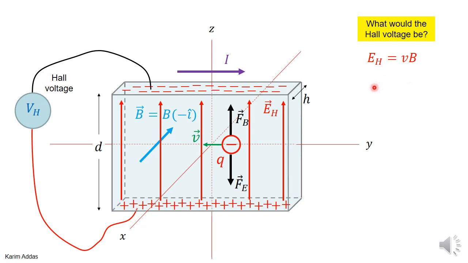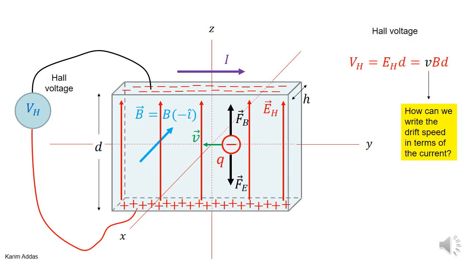So what would the Hall voltage be? What if you get a voltmeter and you put one probe of the voltmeter on the bottom part and you put the other on the top part? There's going to be some potential difference because there's an electric field. So what would it measure? The Hall voltage, the potential difference between the top and the bottom, is just the electric field times the distance. And the distance is D. So the Hall voltage will be electric field times D, which will equal VB times D.